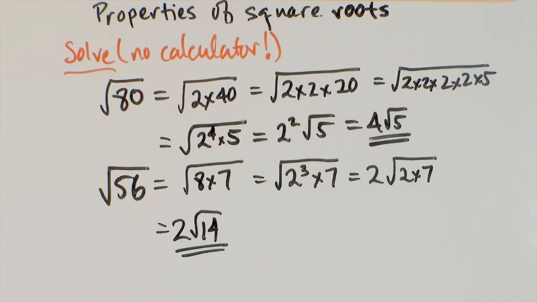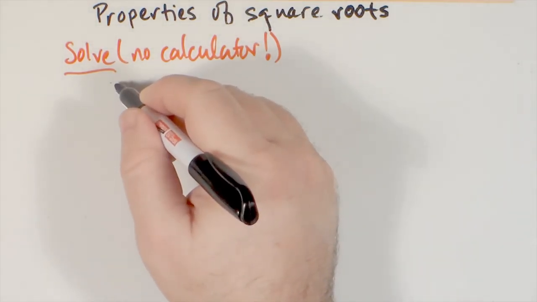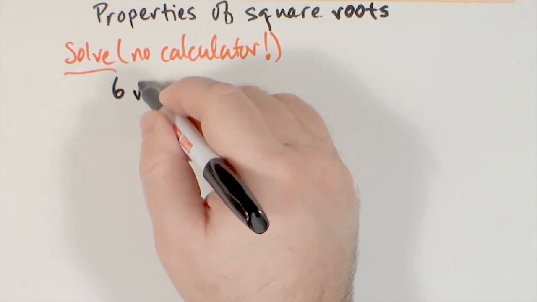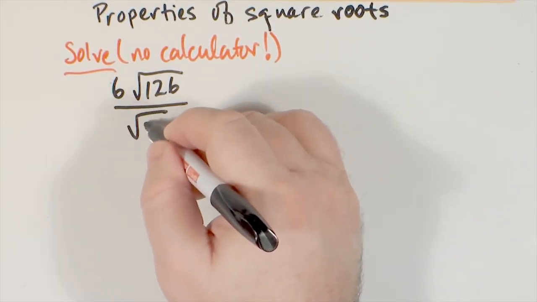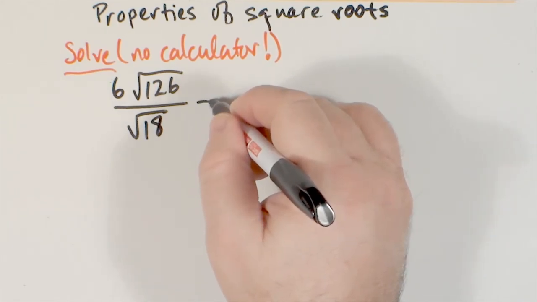Once again, without a calculator, how about 6 multiplied by the square root of 126 divided by the square root of 18. What does that equal? Once again, pause the video and restart it once you have your own answer.